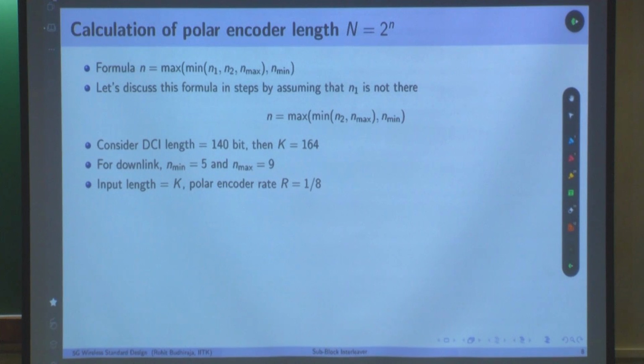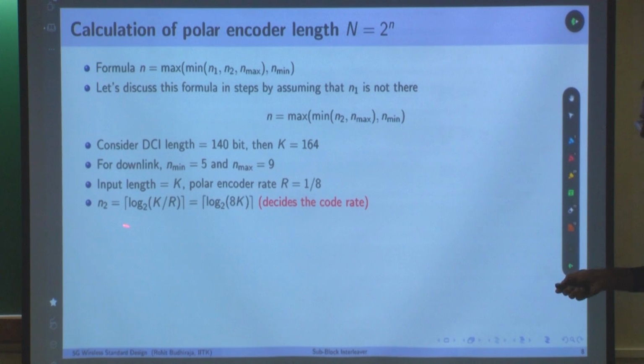What is n2? There is n2 sitting over here. What is it deciding? Let's look at this. What is the value here? Log 2 of K by R. This is the formula which is given to us. We have to understand what this is so that things become clear here.